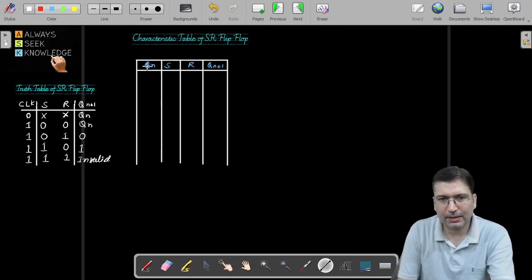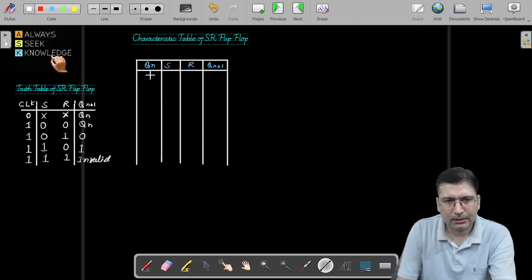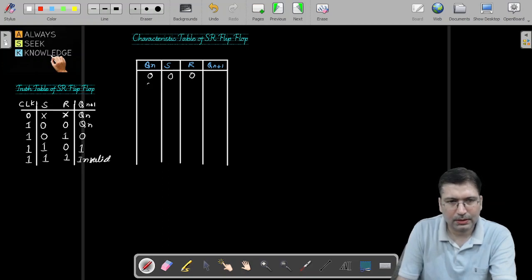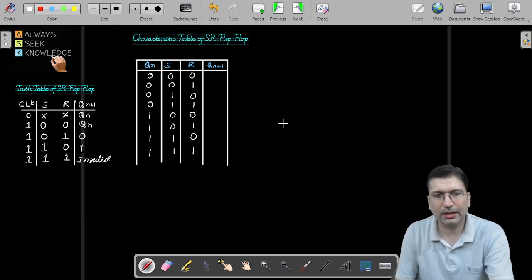Now let's draw it. When there are three inputs I'm considering, there will be 8 combinations. Here I'm not considering the enable line, the clock. So the combinations will be: all three as 0, then 0 0 1, 0 1 0, 0 1 1, then 1 0 0, 1 0 1, 1 1 0, and 1 1 1. So there are 8 possible combinations.